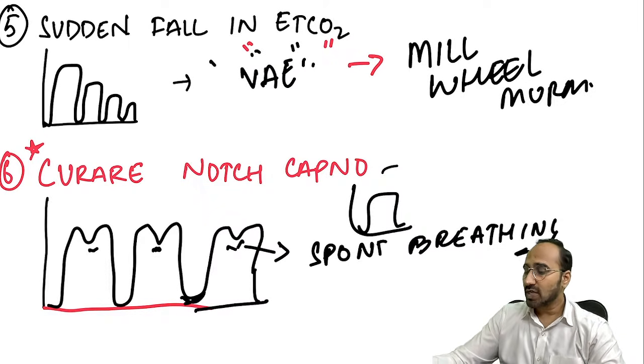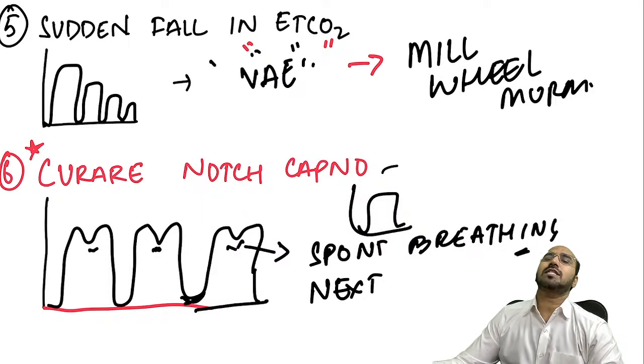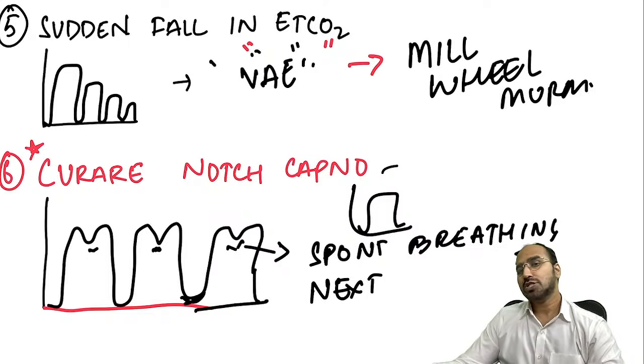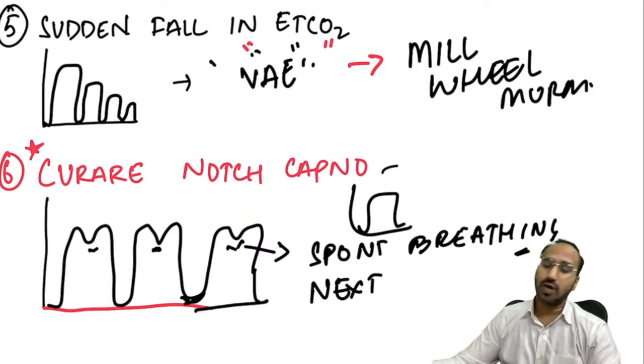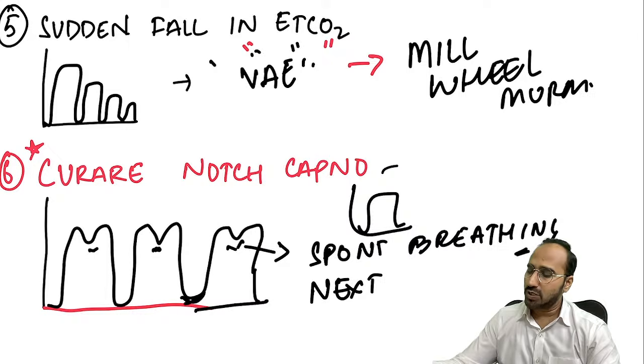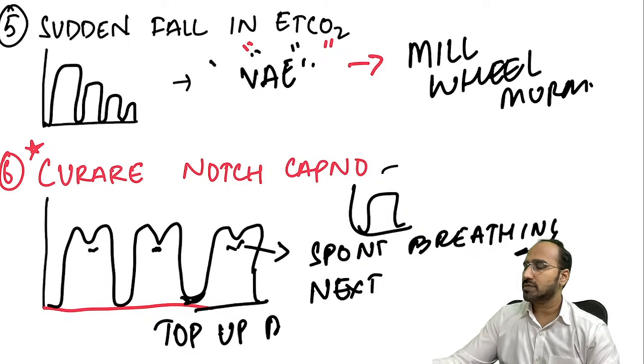So, whenever you see curare notch, what is the next step? That is also important. Curare notch means the patient is spontaneously breathing. So, who was maintaining the patient not to breathe spontaneously? Muscle relaxant. So, what you need to do next is give the top-up dose of muscle relaxant.